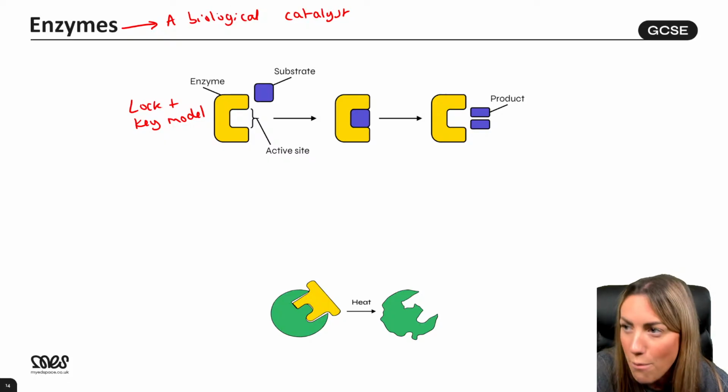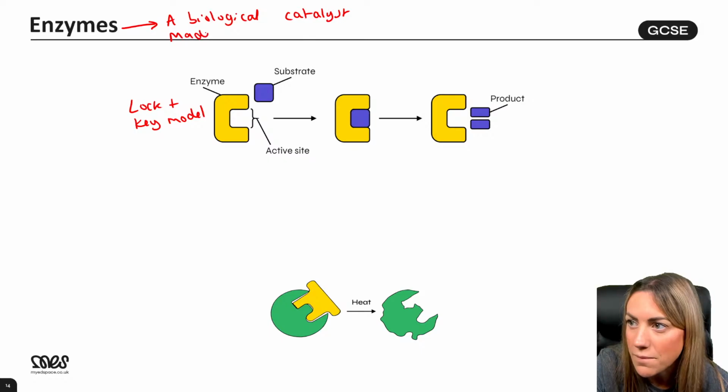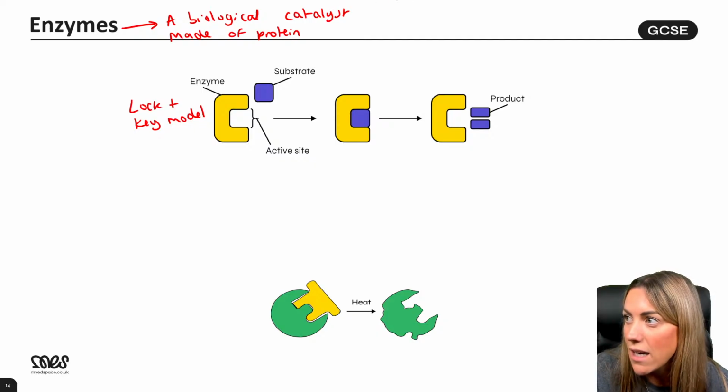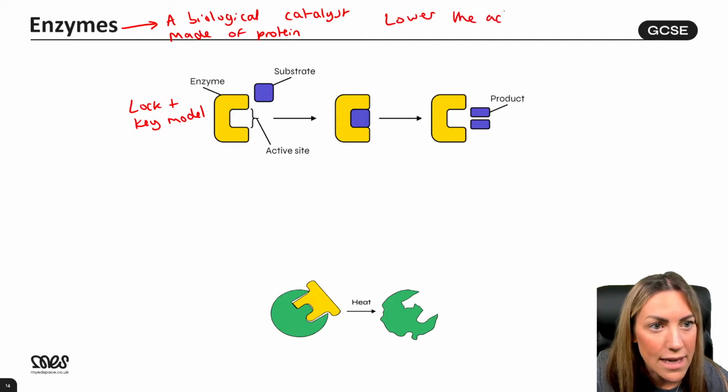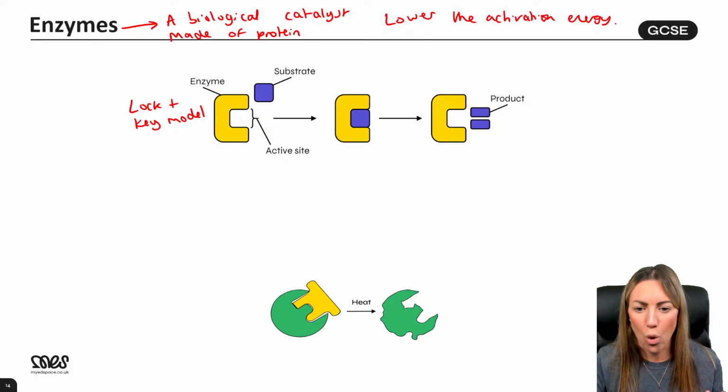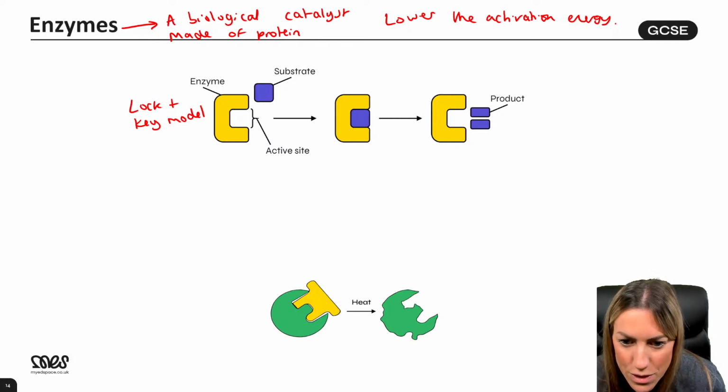What are they made from? Protein. So they're made from amino acids, right? They're proteins. They lower, do you use this phrase in chemistry? They lower the activation energy. So less energy is required for a reaction to take place.